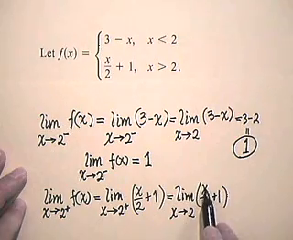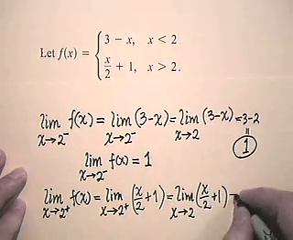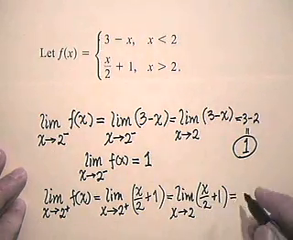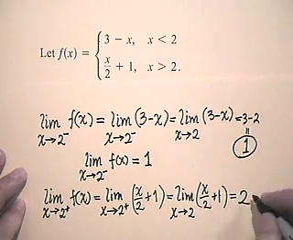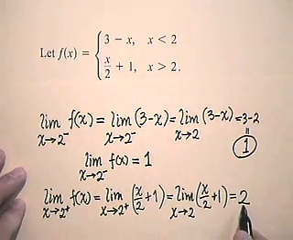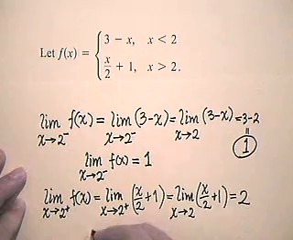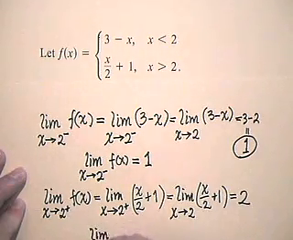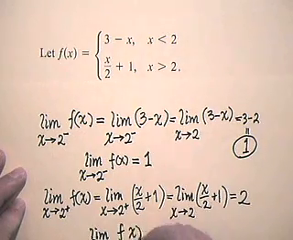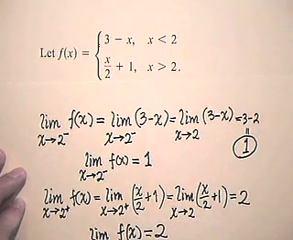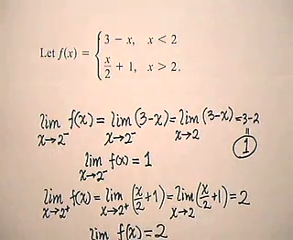It's simply 2 over 2 plus 1. 2 over 2 being 1, we have 1 plus 1, or 2. And so now, just as our picture indicated, we have that the limit as x approaches 2 from the right of f of x equals 2. So there are our one-sided limits. Notice they are not equal.